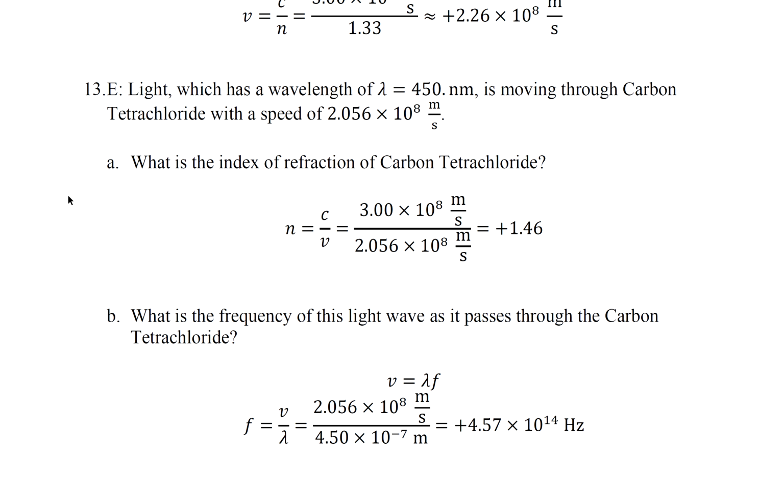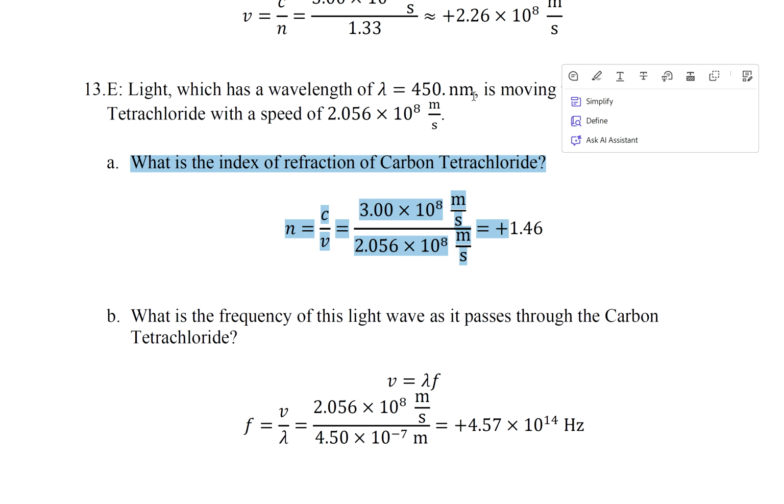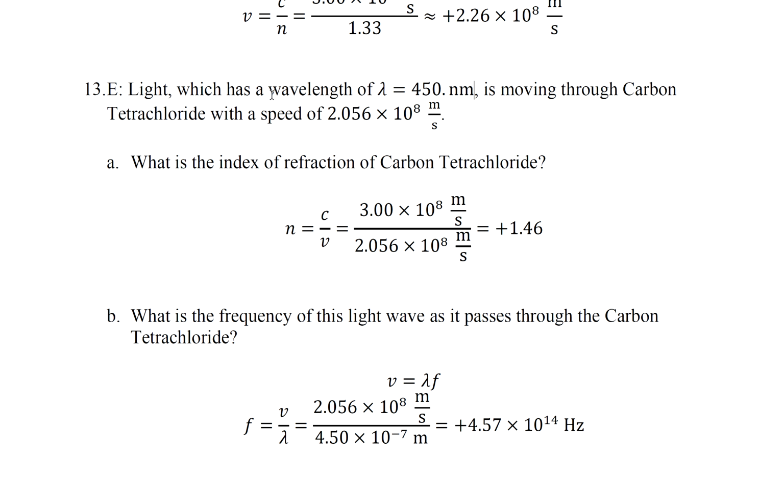Question 13. Light, which has a wavelength of 450 nanometers, is moving through carbon tetrachloride with a speed of 2.056 times 10 to the 8 meters per second. What is the index of refraction of carbon tetrachloride? So the wavelength didn't matter. So that was extra, unnecessary information.